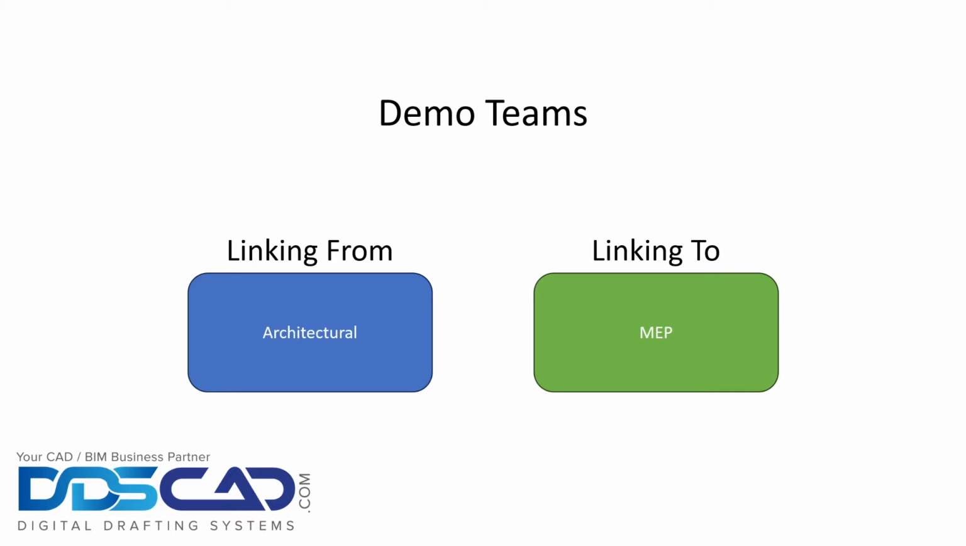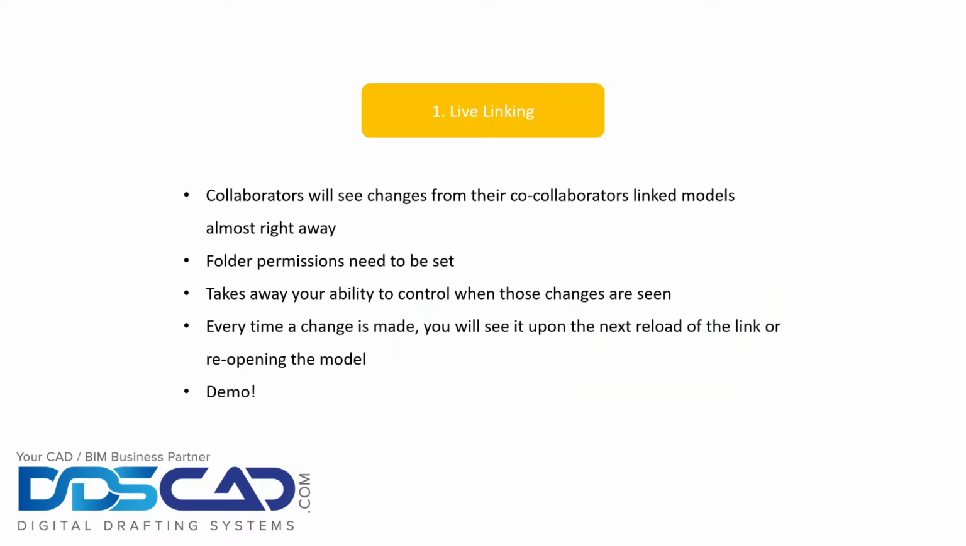So for our demos that we're going to be doing today, we're going to be dealing with two disciplines or two teams. Our support user that we're going to be emulating is going to be the architectural team, while the MEP team is going to be their co-collaborator. So we're going to be linking the MEP model into the architectural model. Okay, and you'll see that as we go throughout the day here, but just want to mention that right off the top.